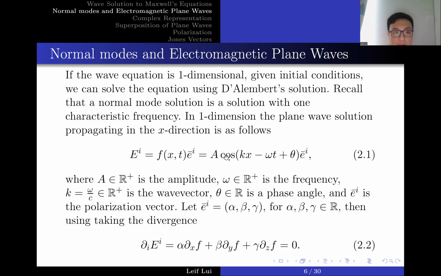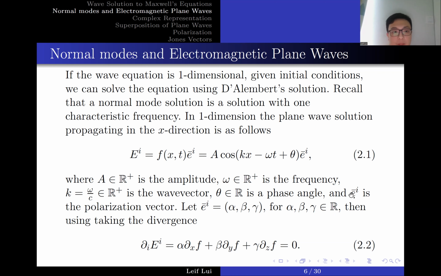So this is the one-dimensional wave equation, where A is a positive real number that represents the amplitude, omega is a positive real number that represents the frequency, and k is equal to the frequency over the wave speed. So this is also a positive real number. And this is called the wave vector. So sorry, the wave number. So this should be the wave number. We'll show that it is a wave vector. We can use it as a wave vector later. And theta is the phase angle.